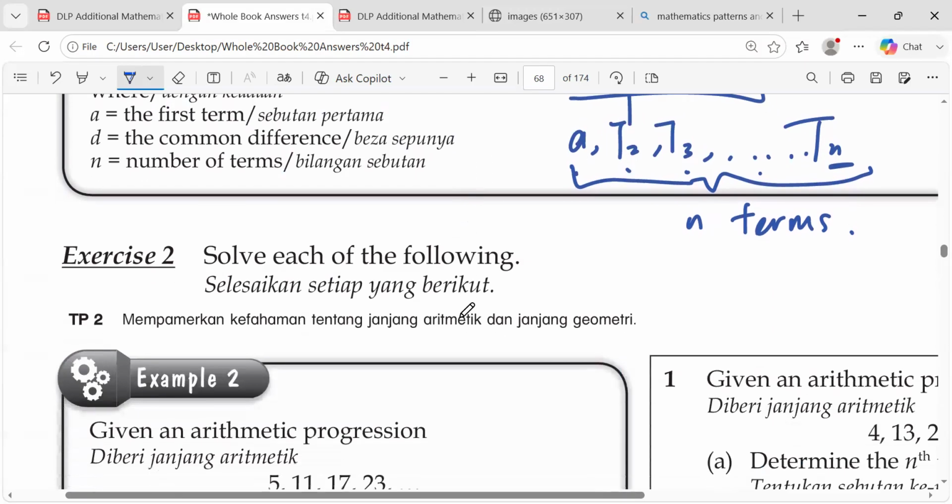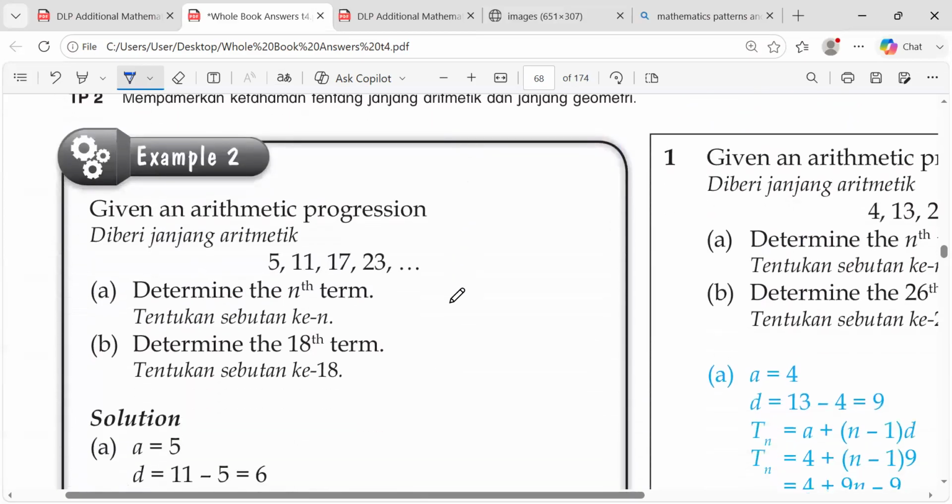So let's try to solve the question. Given the pattern here, this is an arithmetic progression, so it has a common difference. I use the second term minus the first term, and I get 6. So the common difference is 6. If you're not sure, you can check the others. So I get d is 6. Just calculate one only, because the question states that it is an arithmetic progression.